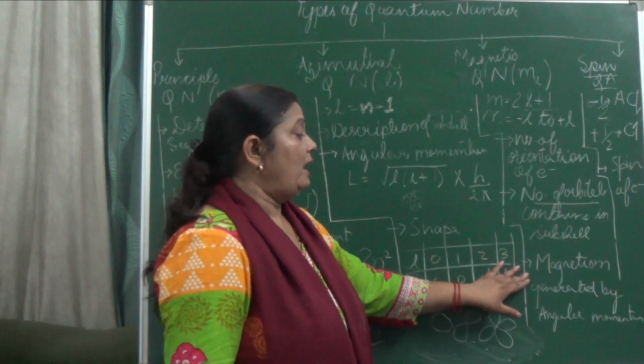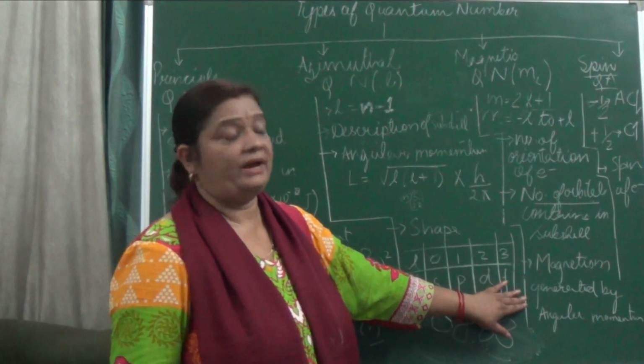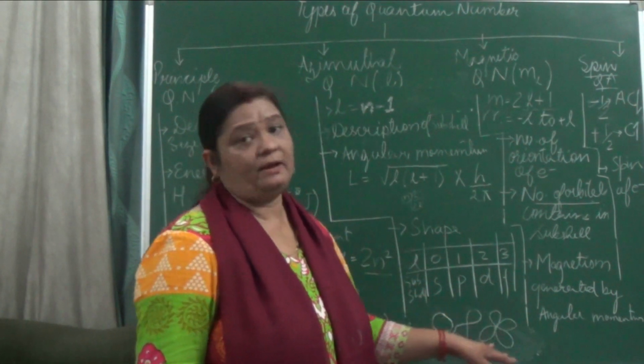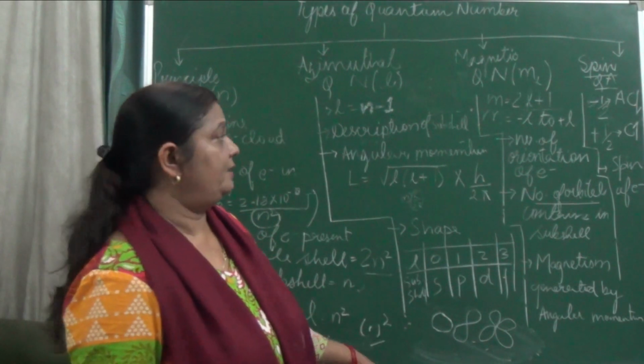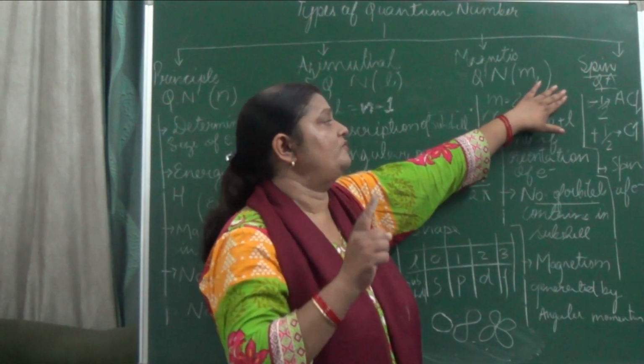And one more thing it tells is the magnetism generated by the angular momentum, whether it is paramagnetic or diamagnetic. Now, the spin quantum number tells about the spin of the electron.